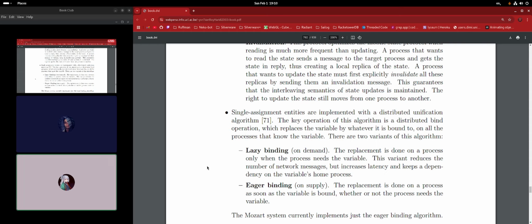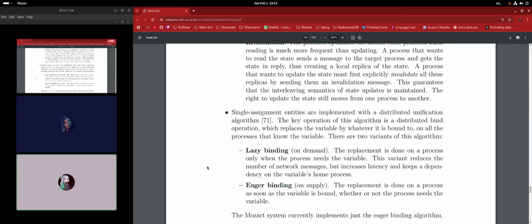Because if you're going with the eager strategy, which is what Mozart uses, as soon as somebody somewhere binds a variable that you have a reference to, they will send you a message saying, "Hey, this is bound now." But if you're doing lazy binding instead, nobody's gonna send you a message. But then you're gonna be like, okay, I need the value of this thing. Is this bound already? Then you have to wait for a reply. Ah, okay, so you're counting as the extra latency the waiting after you demand it.